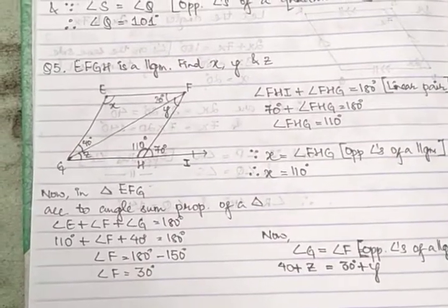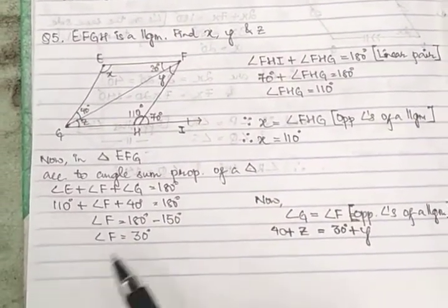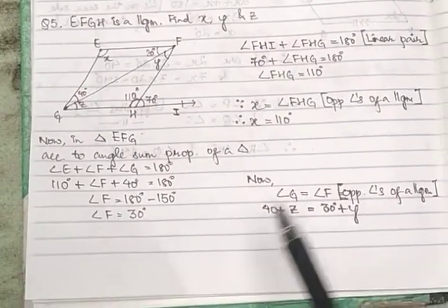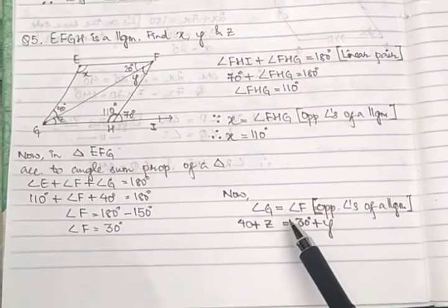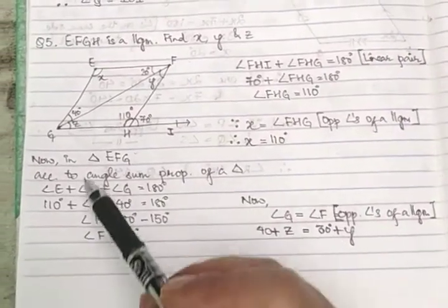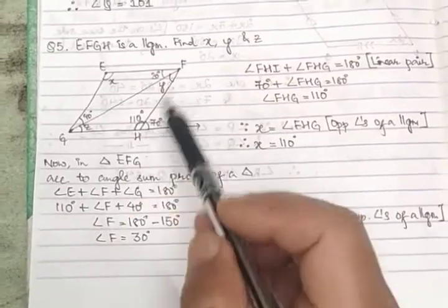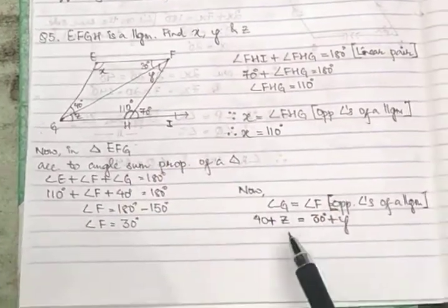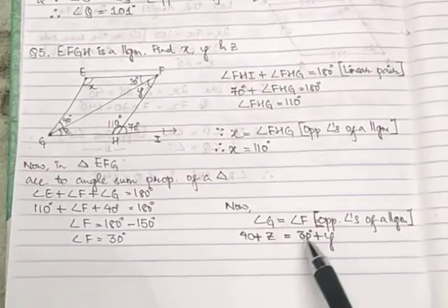Now see, why I have taken out this angle is because after that we have gone for angle G equals angle F. Now we know that, isn't it? Since EFGH was a parallelogram, angle G was equal to angle F, and angle G was divided into two sections. Angle F was also divided into two sections.